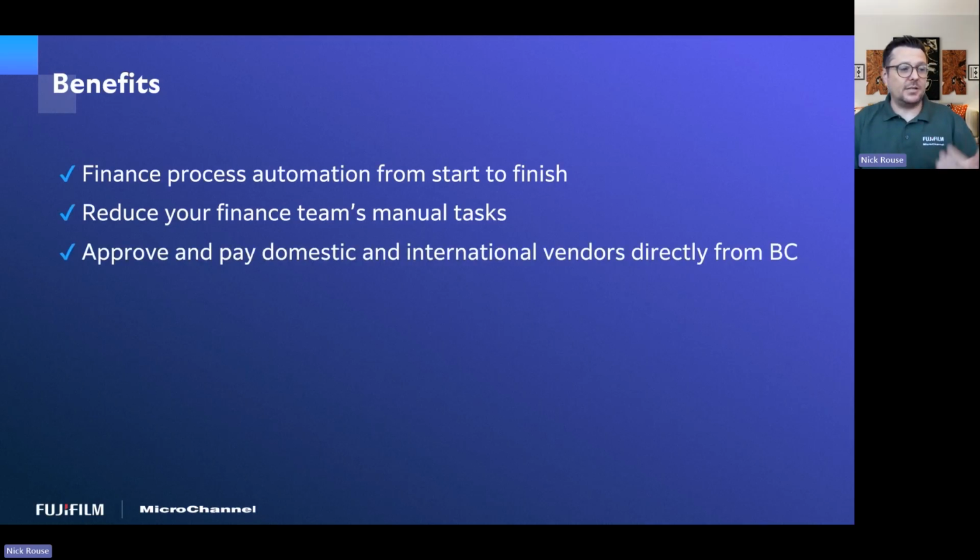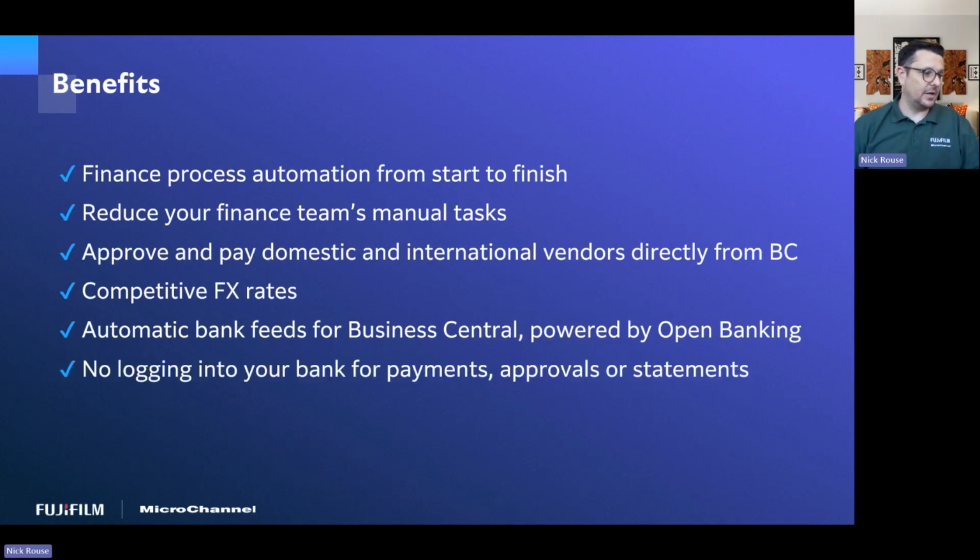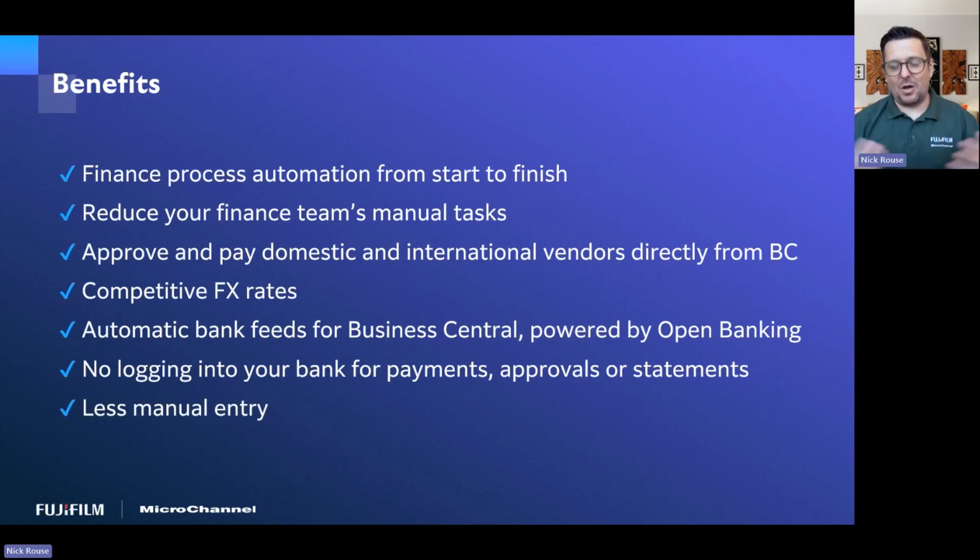You can approve and pay domestic and international vendors directly from BC. I'm sure we've banged on about that enough to explain it. Competitive FX rates. So as George mentioned, we've got rates that are hopefully better or at least equal to the bank and the rates that you have at the moment. Automatic bank feeds coming from Business Central, powered by open banking. It's not just being scraped, it's not being emailed or FTP'd. This is actually coming through consumer data right via open banking with your permission. No logging into your bank for payments, no approvals, no downloading statements. It's all happening inside BC. And of course, one of the holy grails, no or less manual entry in the system, so we don't have to go through all that again.